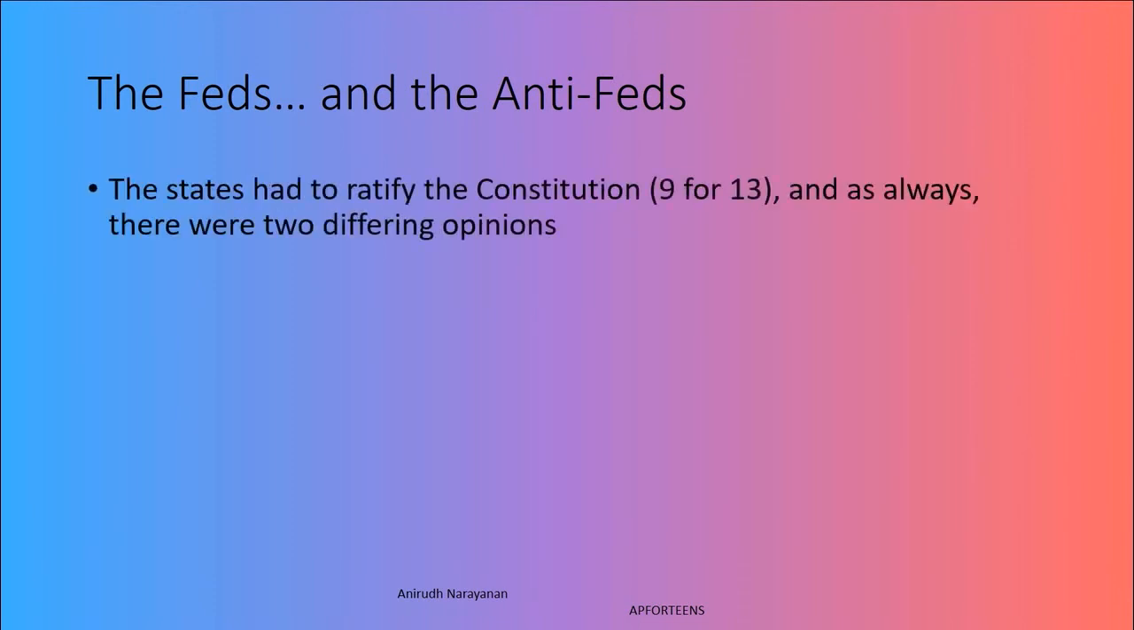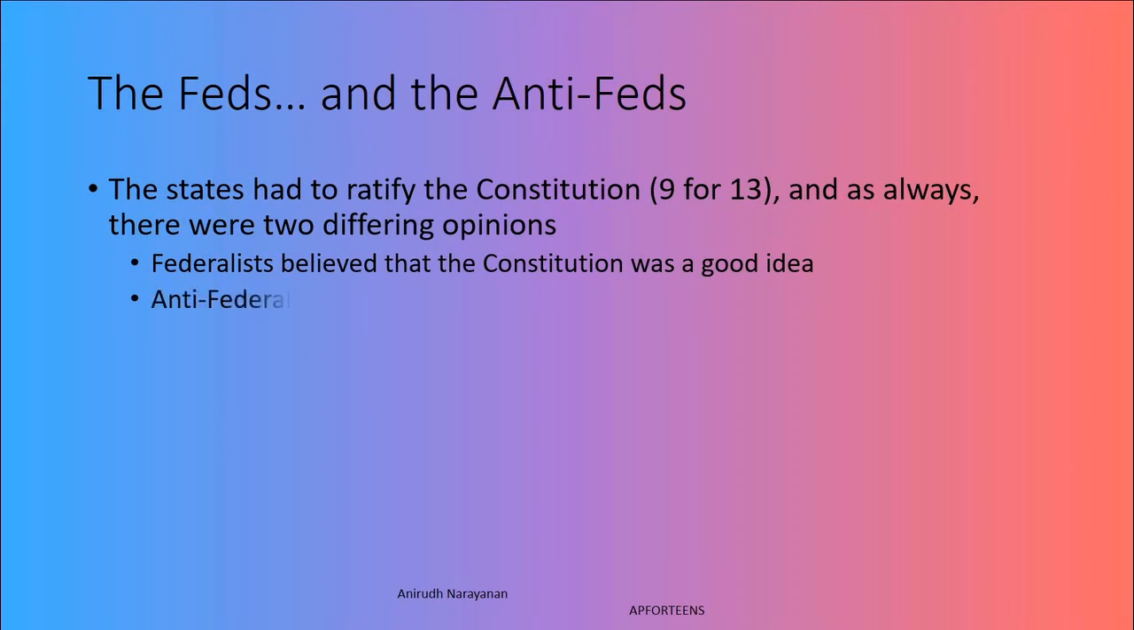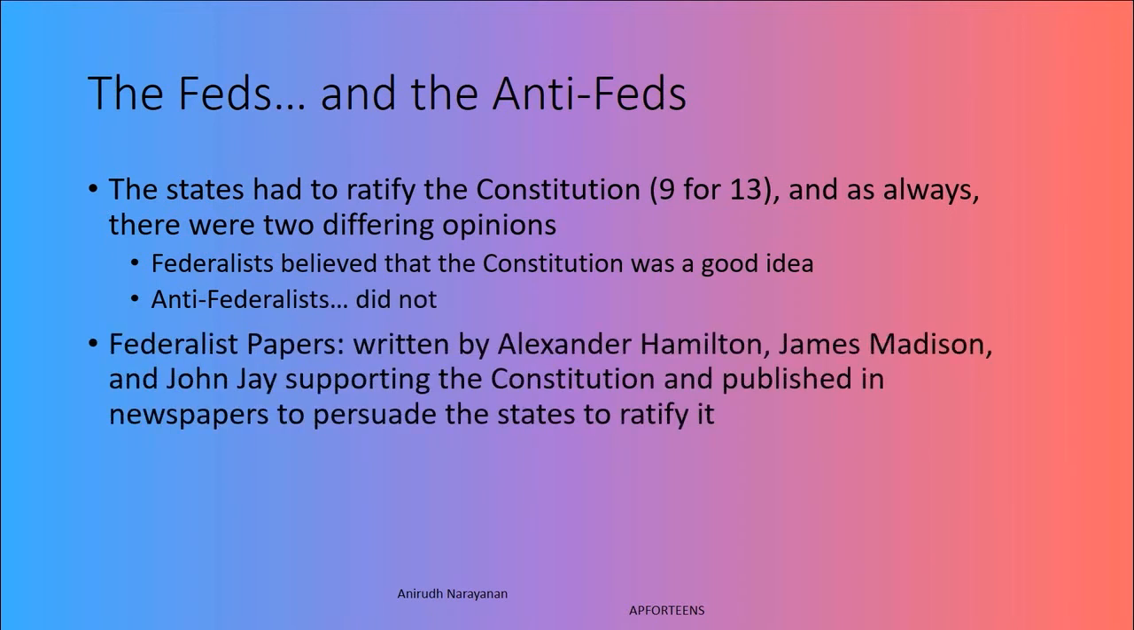Now, the states had to ratify the Constitution. 9 of the 13 states had to. And as always, there were 2 different opinions on ratifying the Constitution. The Federalists believed that the Constitution was a great idea, the laws were already there, let's just sign it and move on. The Anti-Federalists, however, didn't exactly believe this. They thought that there should be more rules involved. The Federalist Papers, written by 3 different people in particular, although other people influenced it as well, the big people Alexander Hamilton, James Madison, and John Jay, supported the Constitution and were published in newspapers to persuade the states to ratify the Constitution.